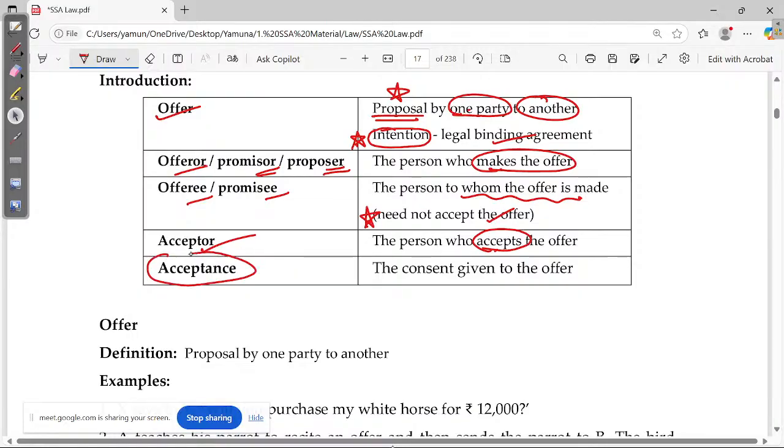And what does the term acceptance mean? The consent given to the offer. Do you remember one of the essential consents of the party should be free and genuine? When we say consent, it is nothing but a word talking about the acceptance. So offer, by definition, is a proposal by one party to another party.